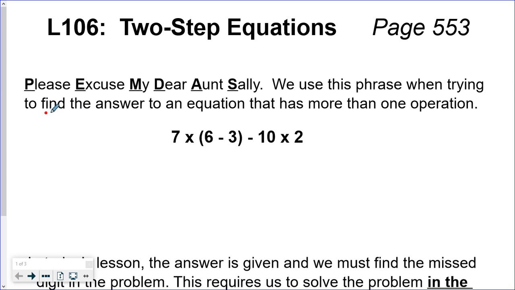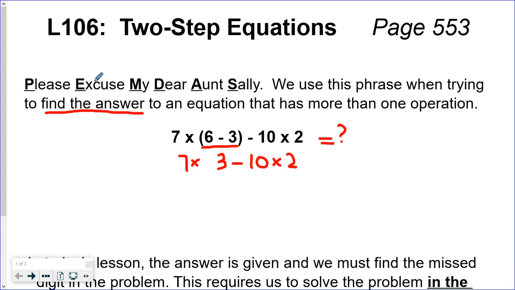The clue here is that you're trying to find the answer to a problem. Notice this problem here. There's no answer over here. This is what we're trying to figure out. So we have to use Please Excuse My Dear Aunt Sally to help us out. The first thing I would do is parentheses, so I'm going to do the 6 minus 3 first. 6 minus 3 is 3, so I'm going to write that down. Then I bring the 7 times 3 minus 10 times 2 down.